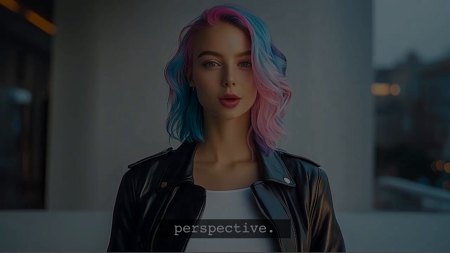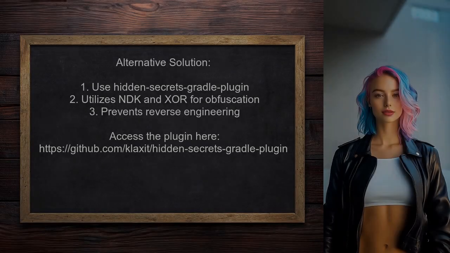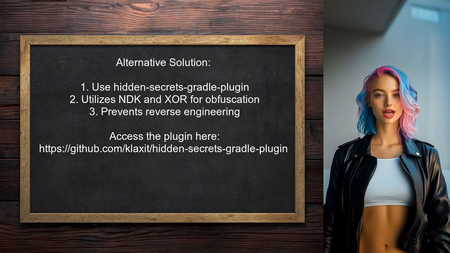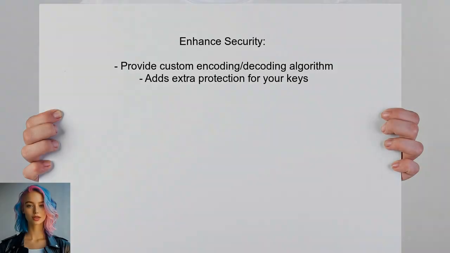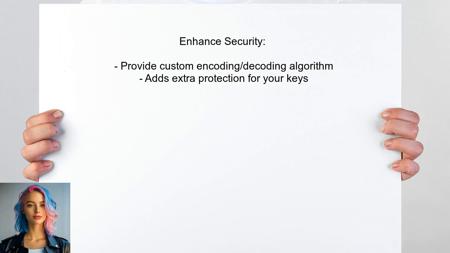Let's see another perspective. An alternative approach to hiding API keys in Android apps is to use a free open-source tool called the Hidden Secrets Gradle plugin. This plugin utilizes the NDK and XOR operator to obfuscate your keys, making it harder for reverse engineering. Additionally, you can enhance security by providing a custom encoding and decoding algorithm. This adds another layer of protection for your keys.